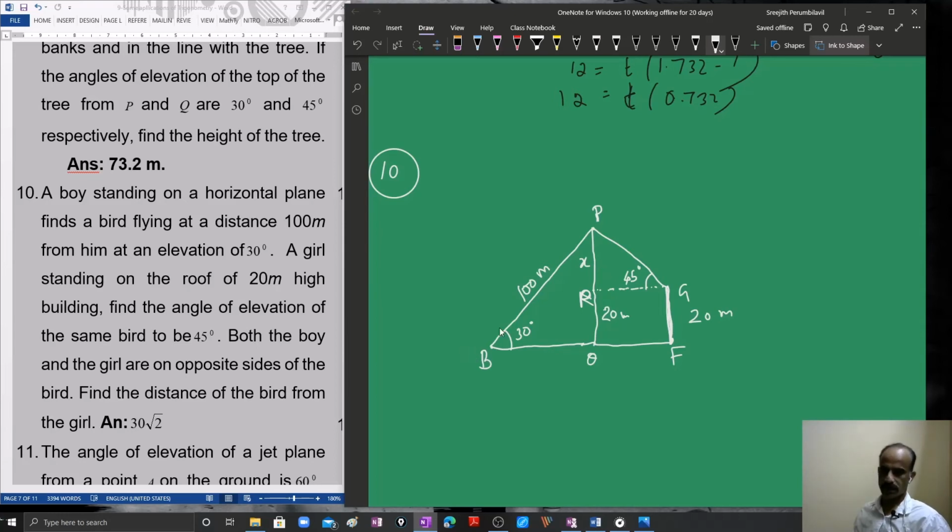So now we can find out this. This is 45 degree, X is there. Nothing is given there. What to do? This is 20, 100 meters. We can find out this X. Simple, right? This is 20 plus X and 100 meters. So now you can give a brief description about this. P is the position of the bird. This is the bird.